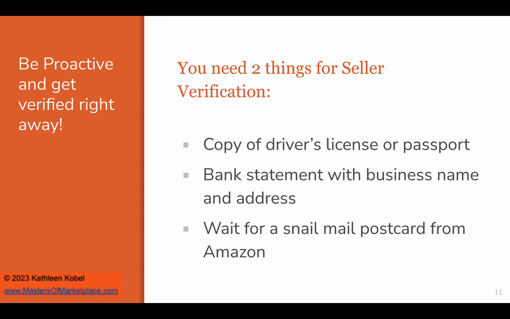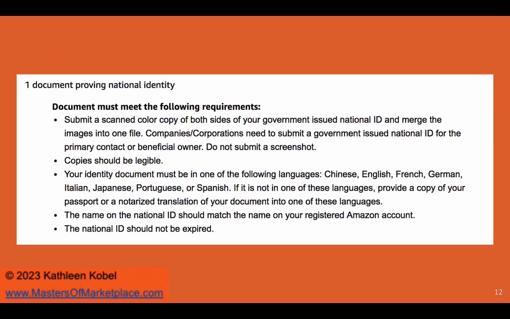So then the last item is Amazon is going to use our favorite snail mail and send you a postcard. Why? Because they need to verify your business address. They need to make sure that they can send you a postcard. It's going to arrive at the address that you said your business lives at. They're going to give you a little code on this postcard. You get the postcard from Amazon, you input the code, and you're verified.